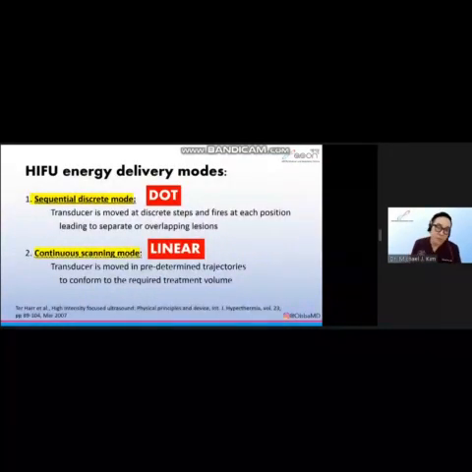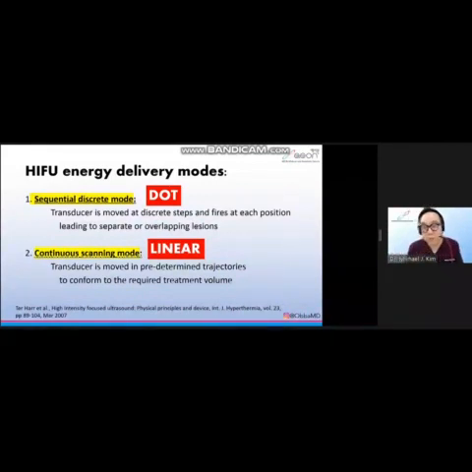And there are two different types of HIFU energy delivery modes. But until now, we have only had the first mode to use in our practice, sequential discrete mode, which is the type of HIFU we're all familiar with. This is when the HIFU fires a series of separate TCPs, whereas a continuous scanning mode fires energy in a predetermined trajectory. So for ease of communication, I'll refer to them as dot and linear HIFU.